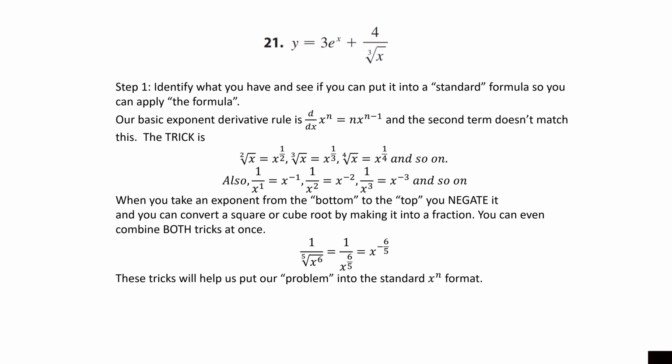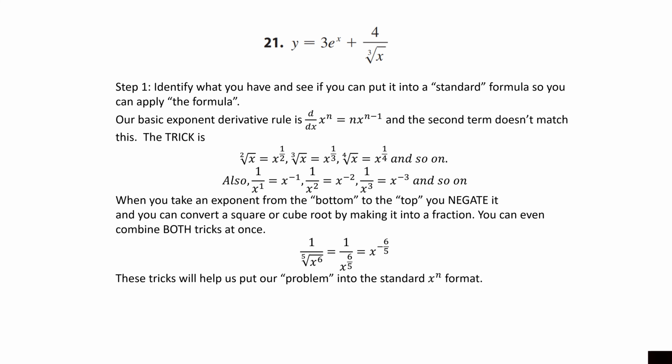We've got another little trick where if you have an x on the bottom, like 1 over x to the power 1, it just becomes x to the power -1 when you move it up top. If it was 1 over x squared, it becomes x to the -2. If it's 1 over x cubed, it becomes x to the -3, and so on. So when you take an exponent from the bottom to the top, you have to negate it. And if you're going to convert a cube or square root, you have to make it into a fraction following that rule. You can even do both tricks at once.